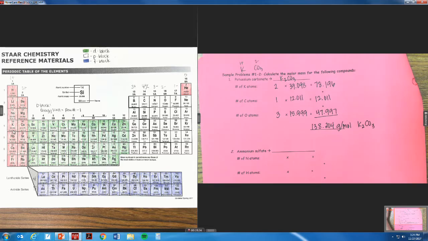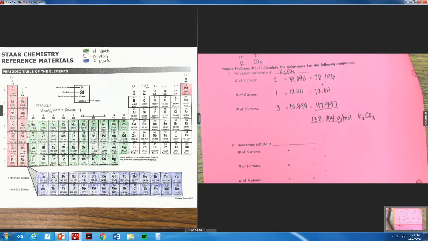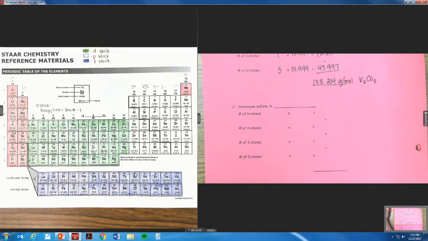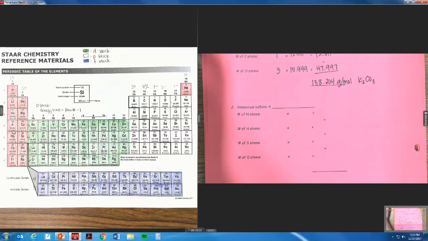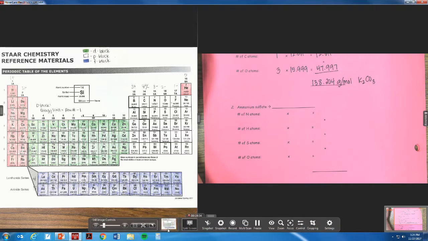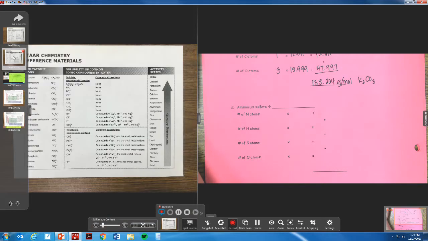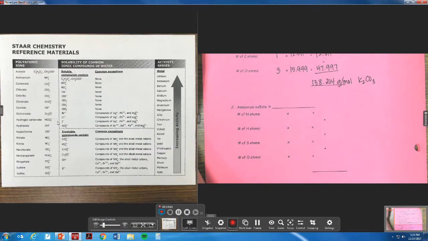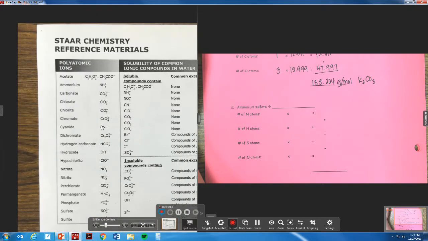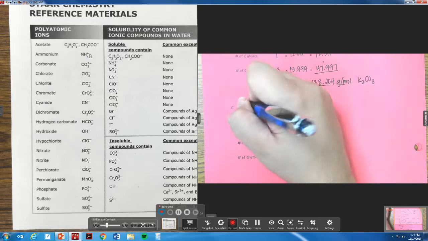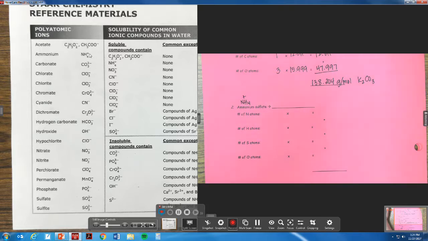All right, so let's go ahead and move on to ammonium sulfate. So again, what's ammonium? That's going to be on the back of our periodic table. Do I have the back of the periodic table on here? I do. Okay, so ammonium is going to be right here. So that's NH4 with a +1 charge.